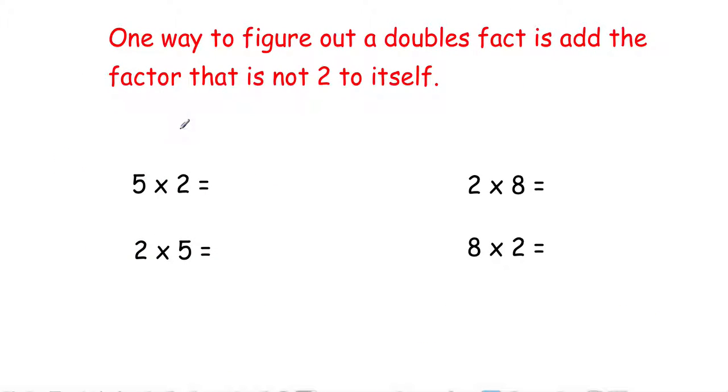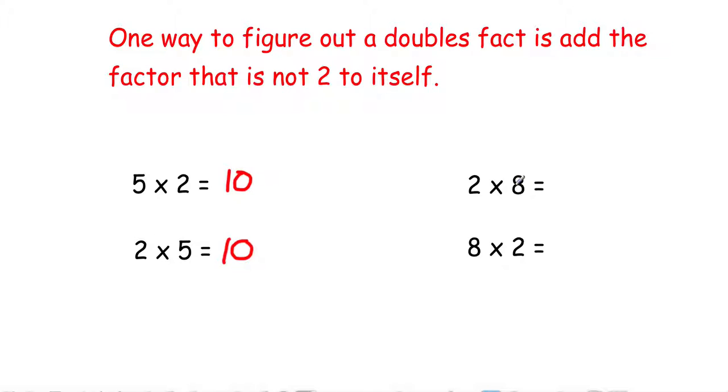So looking at this one, 5 times 2. Well, one way to figure out a doubles fact is to add the factor that is not 2 to itself. So 5 is not the 2 and 8 is not the 2, of course. So I could do 5 plus 5, and we know 5 plus 5 is 10. And the same thing here for the inverse fact. They're going to equal the same thing.